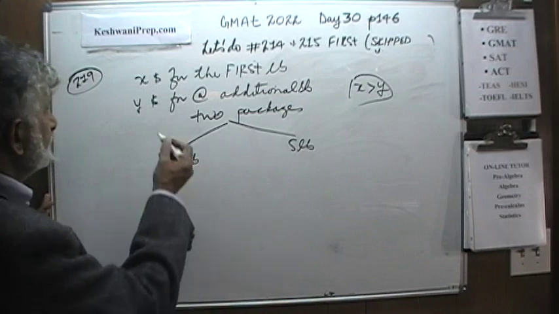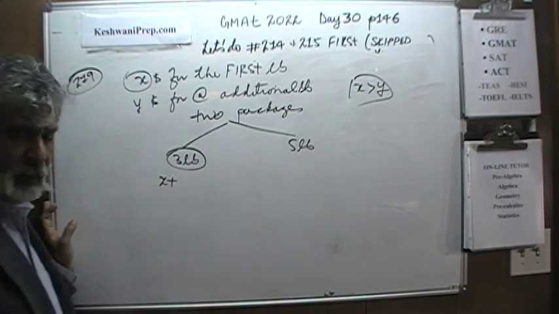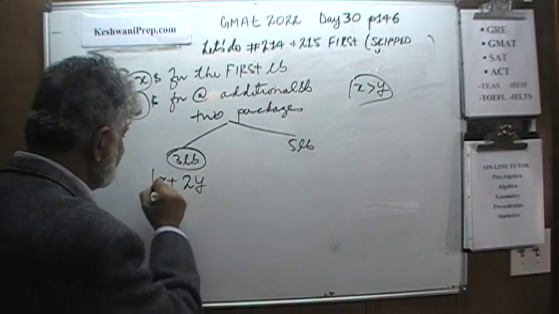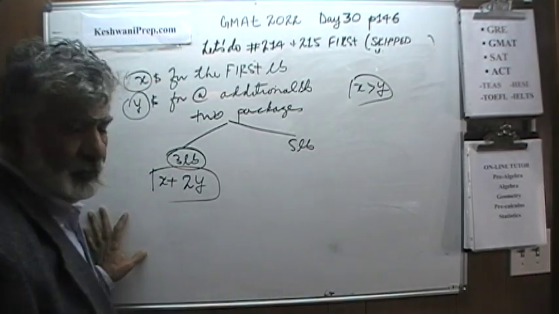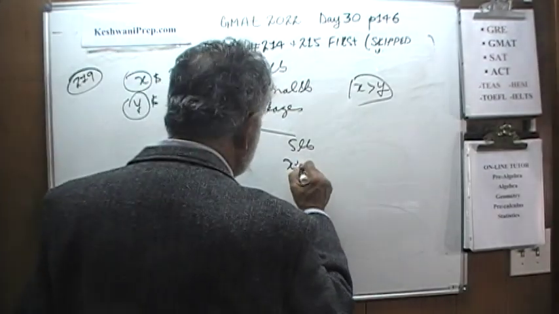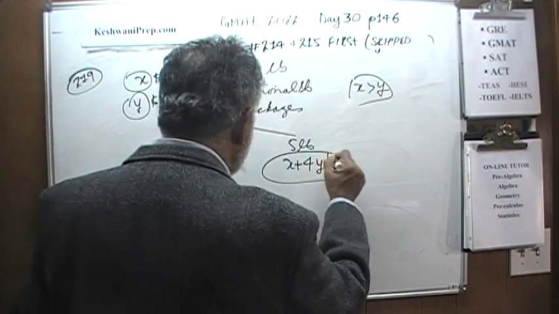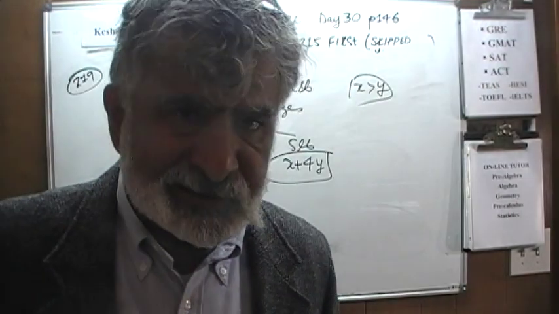Well, let's find out. The first pound is X dollars. This is a 3 pound package, which means the remaining 2 pounds are going to cost us Y dollars each. So that's this one. And the other one we have 5 pounds. Again, the first pound is going to cost us X dollars, and the remaining 4 pounds are going to cost us Y dollars each. So this is what we would have paid if we had shipped them separately.